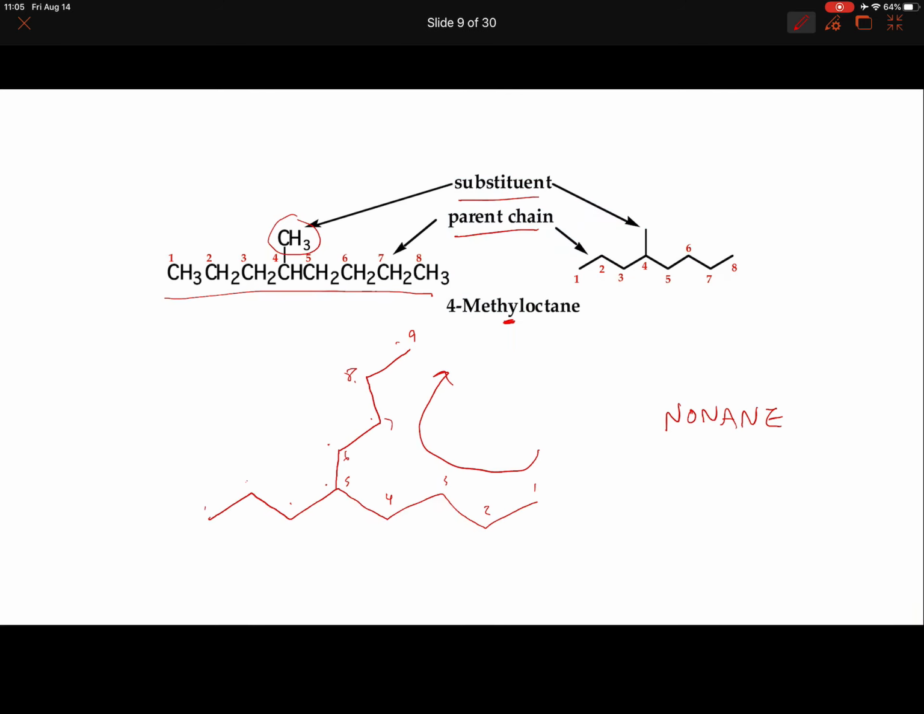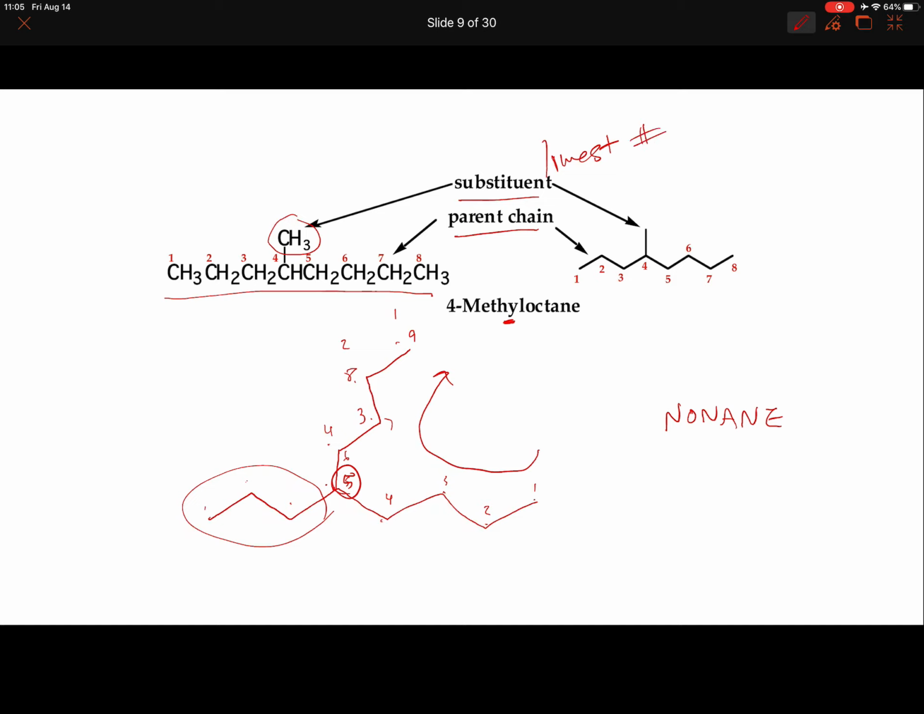Nonane. And then we would say, okay, on the 1, 2, 3, 4, 5, there's a branch. Let's just make sure that that's on the 5. Let's go this way. 1, 2, 3, 4, 5. Yeah, it's 5 no matter which way we number. And what's important about that is we always want to give the substituent the lowest number.